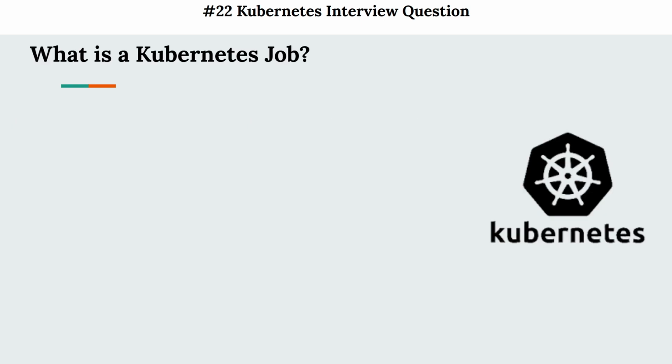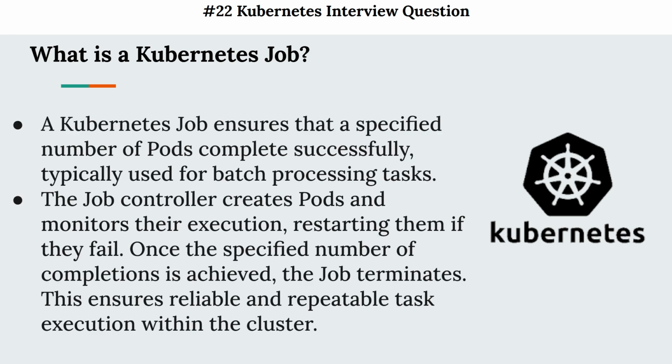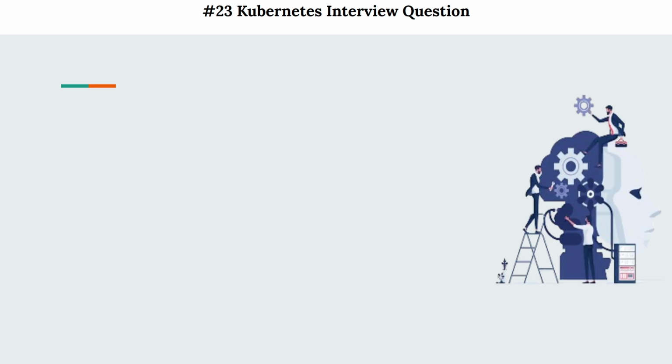What is a Kubernetes job? Let's see the answer. A Kubernetes job ensures that a specified number of pods complete successfully, typically used for batch processing tasks. The job controller creates pods and monitors their execution, restarting them if they fail. Once the specified number of completions is achieved, the job terminates. This ensures reliable and repeatable task execution within the cluster. Let's move to the 23rd question.